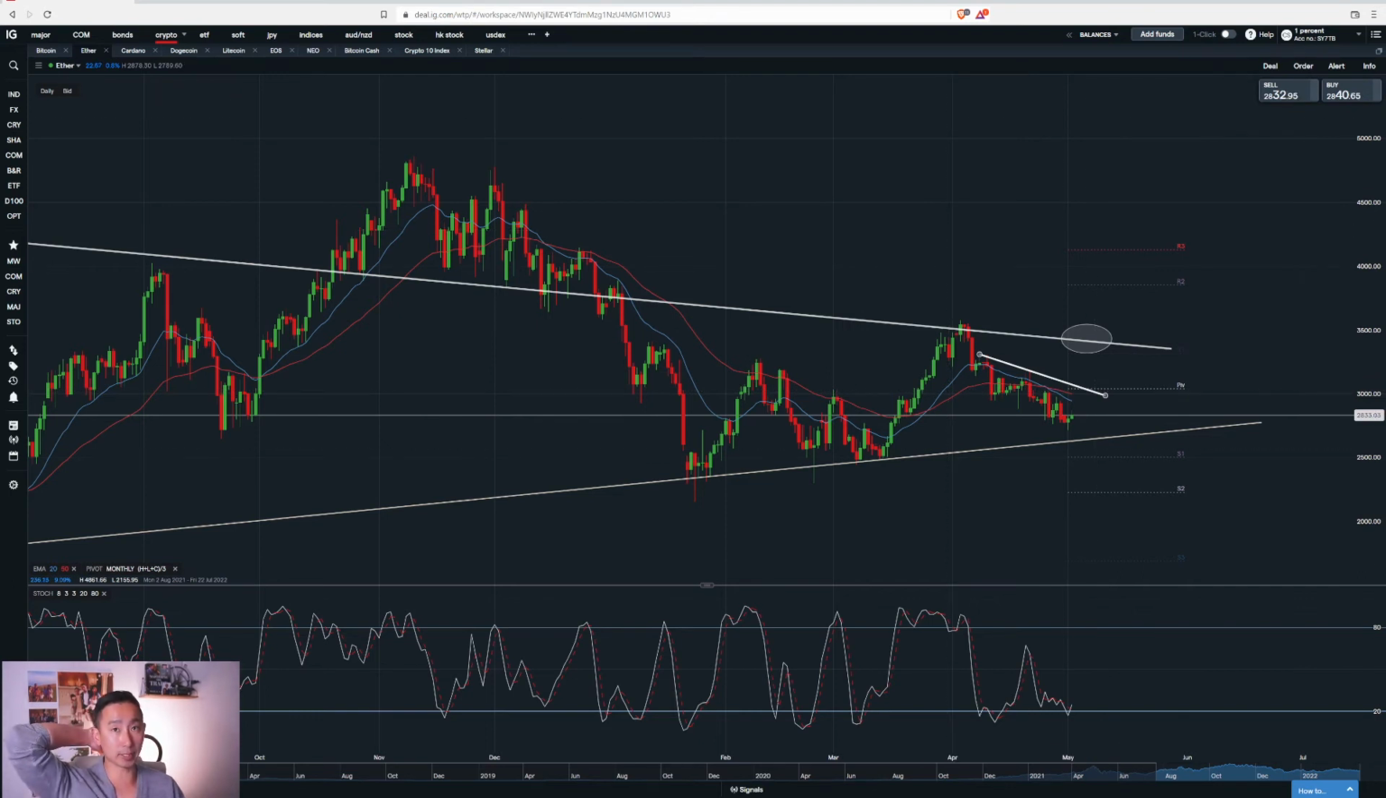Again, the commitment of traders on Ethereum is not bullish at all. In fact, it's quite bearish. They are piling up more money into the short contract, so they see the need of hedging it lower.